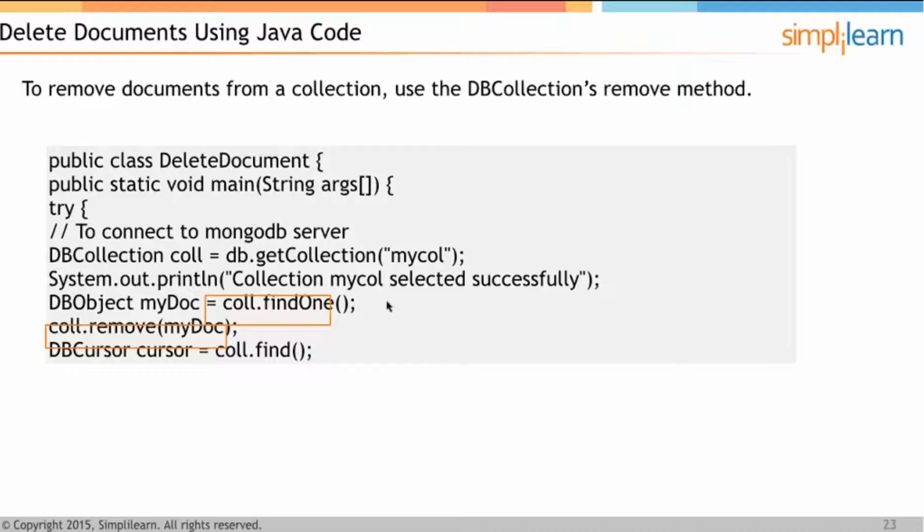After that, I have made an object of the DBObject class. What I'm doing is coll.findOne, get me one document in that particular collection. Once you get that, I can do coll.remove(myDoc), whatever document you just got with the findOne, it's going to remove that. And then I can do DBCursor cursor = coll.find, so it'll get me all the records which are present.